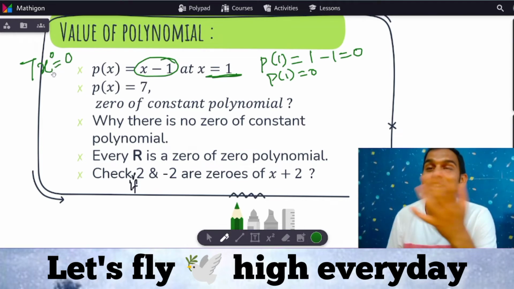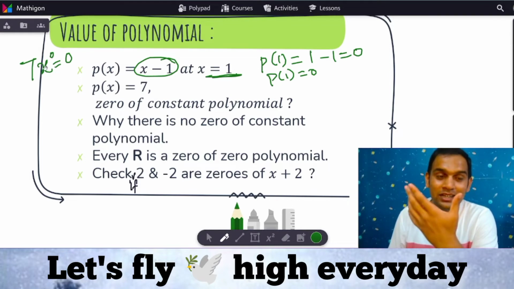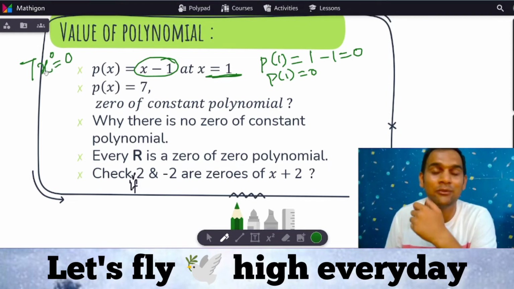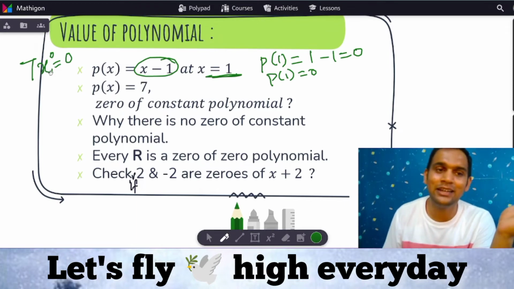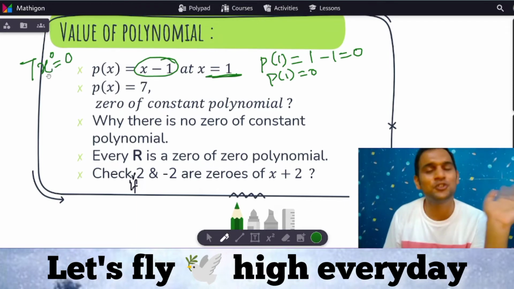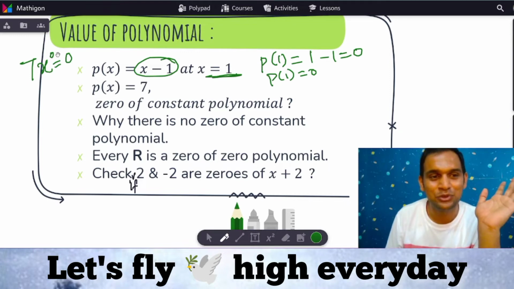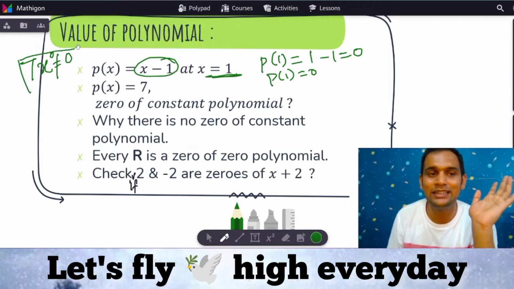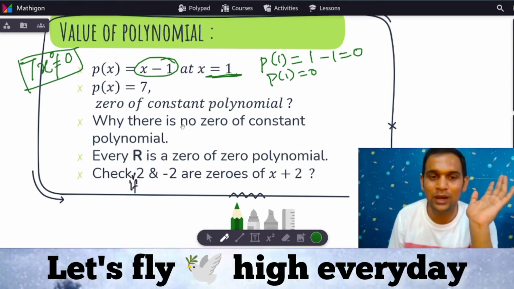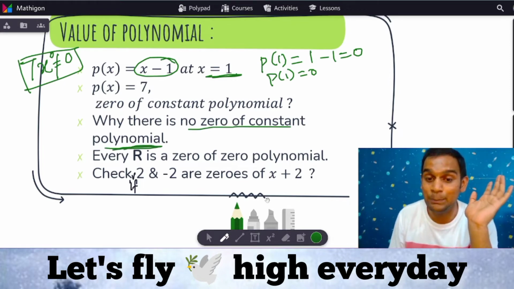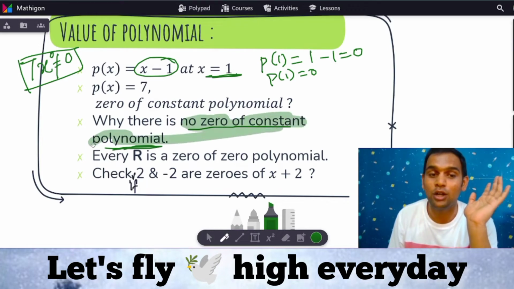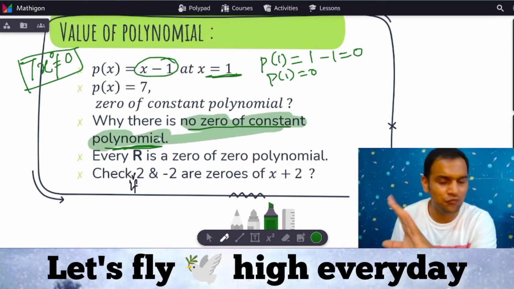It is never possible. Because no matter what value you give to x, x to the power 0 is always going to be 1, and 7 times 1 is always going to remain as 7. So this equality is never true, and that is why there is no zero of a constant polynomial. I repeat, there is no zero for a constant polynomial. I hope that makes sense very clearly.